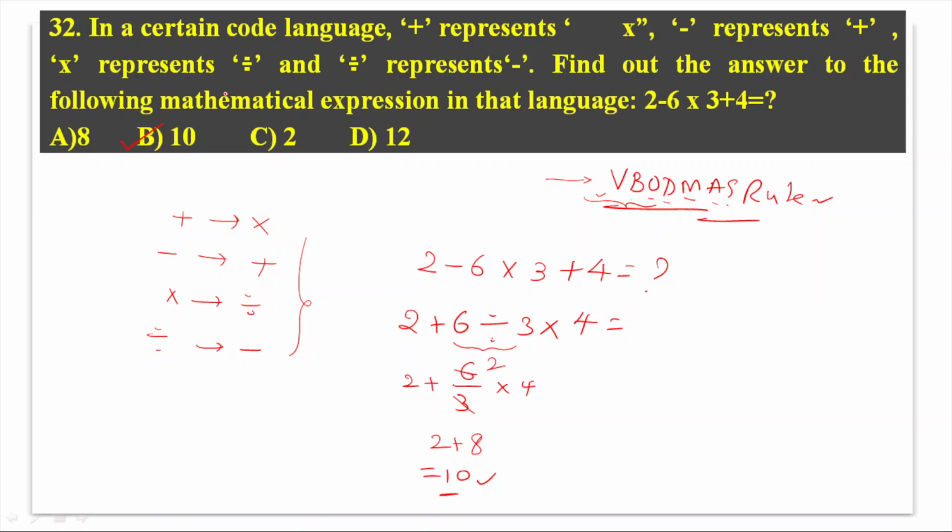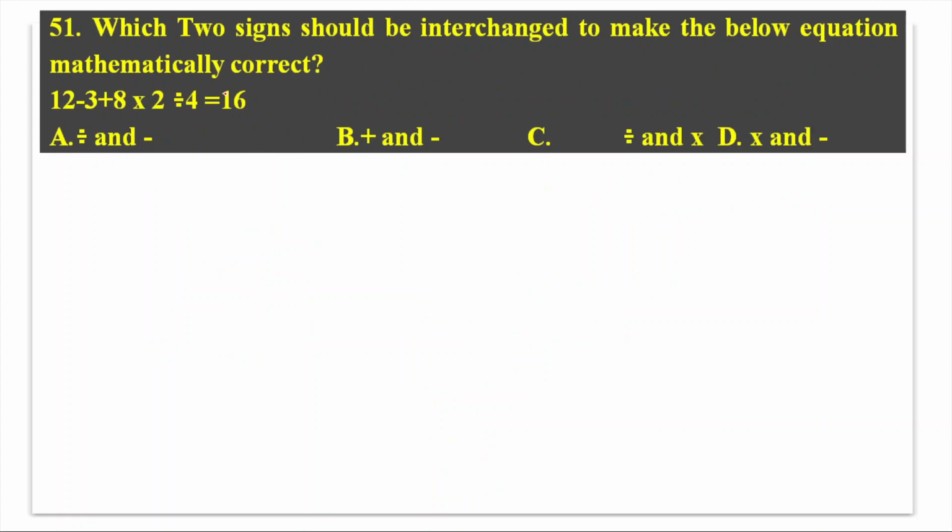And let us move to the next question here. And here is the next question. Which two signs are to be interchanged to make the below equation mathematically correct? So he gave one equation. What he gave in the equation is 12 minus 3 plus 8 into 2 divided by 4, that must be equal to 16. So while solving this type of equations, first focus on the division case here.